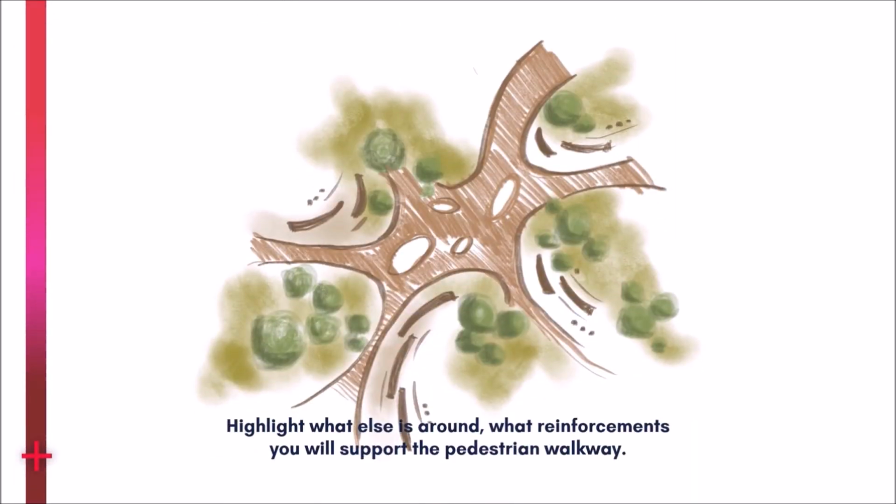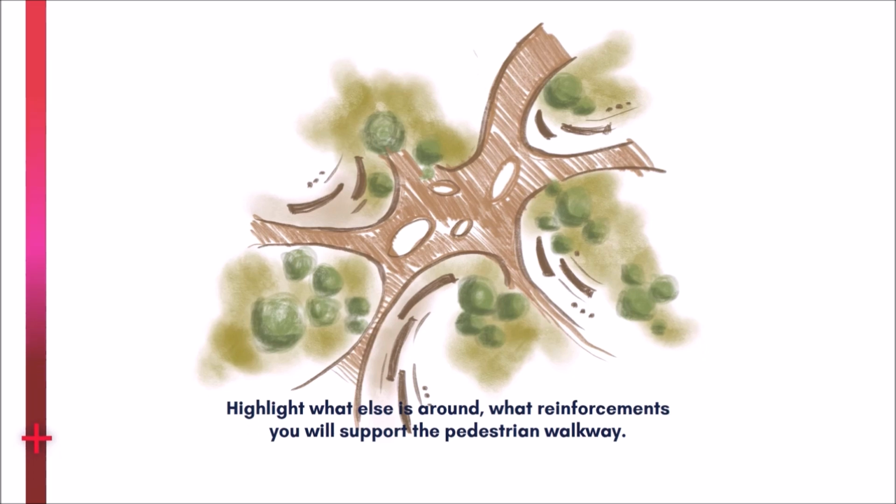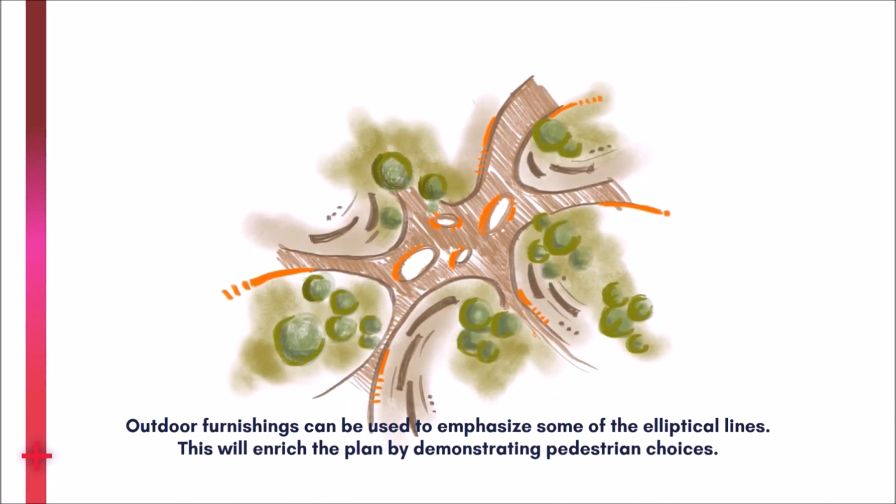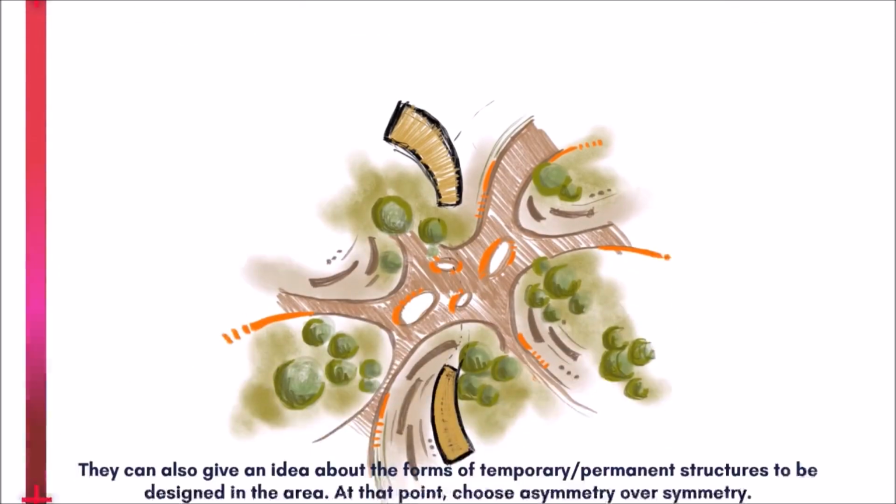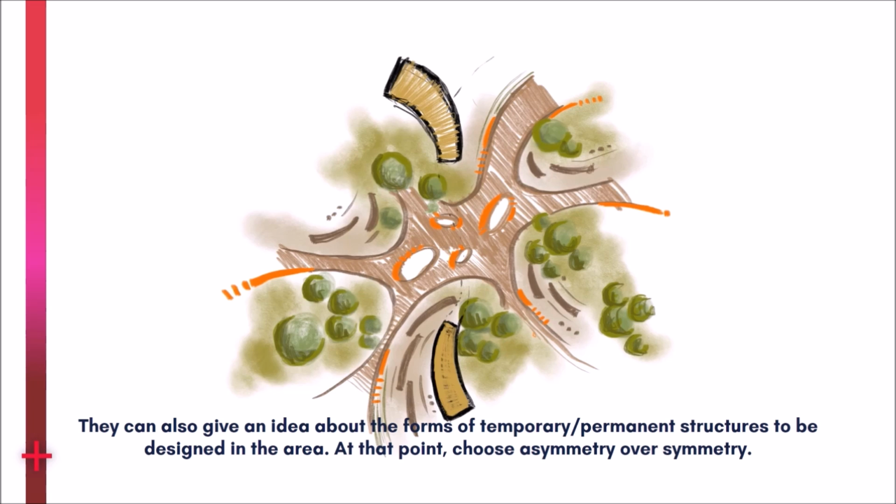Highlight what else is around, what reinforcements you will support the pedestrian walkway. Outdoor furnishings can be used to emphasize some of the elliptical lines. This will enrich the plan by demonstrating pedestrian choices. They can also give an idea about the forms of temporary or permanent structures to be designed in the area.